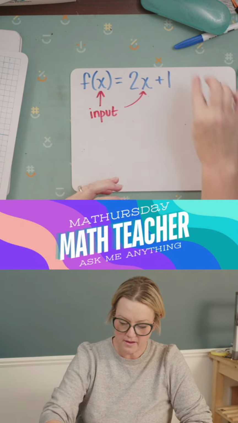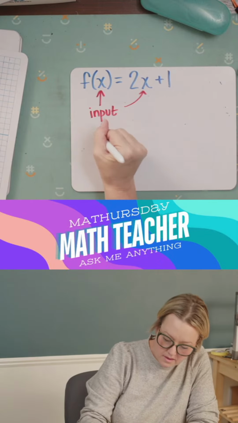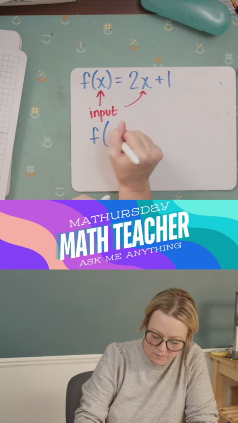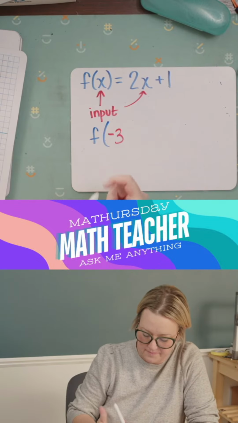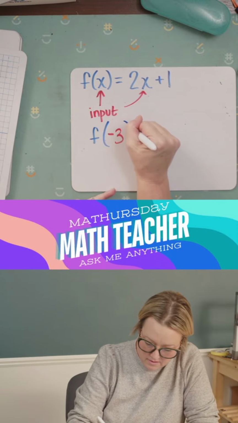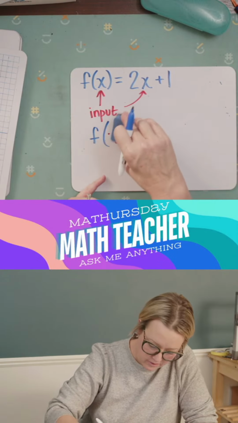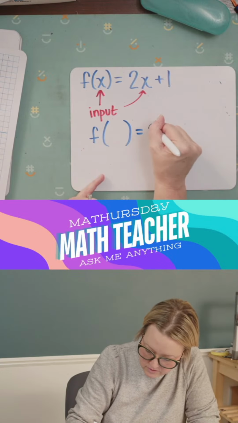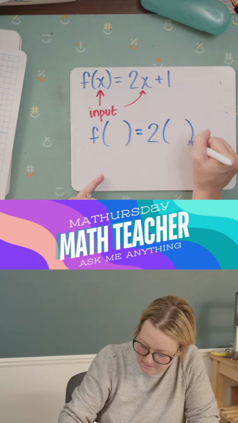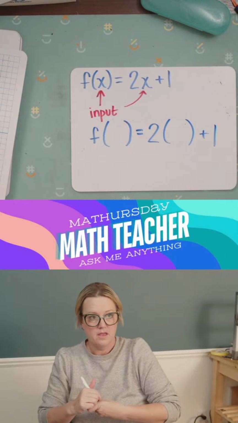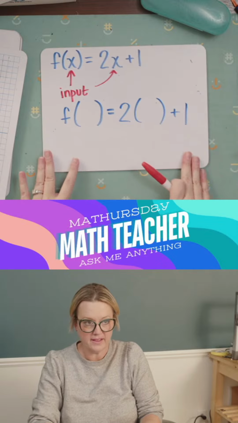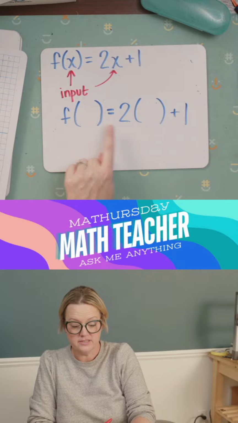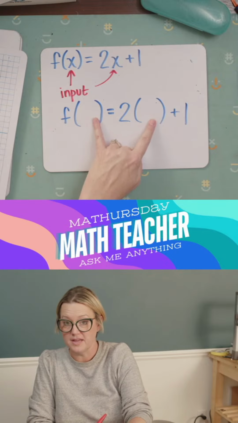So f of... I'm going to do some color changes. F of -3, let's say, okay? Well, actually, I'm going to erase this first. We'll do -3, but I'm going to set this up first. Equals 2 times whatever's there plus 1. So with function notation, f of whatever's here is 2 times whatever was there plus 1.